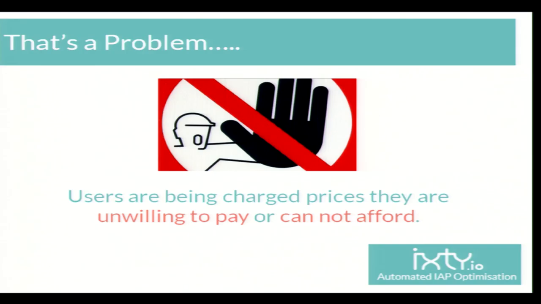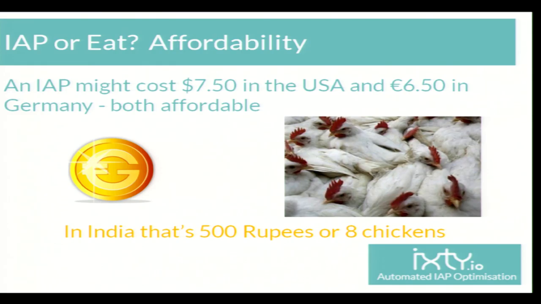This is a simple illustration. You're on the train home in New York or in Berlin. You're playing a game. You see something for sale. It's a sword to kill the dragon. You've got an hour to kill on the train. You're fed up with reading the newspaper. $7.50. Oh, yeah, I think I'll buy that sword. Why not? €6.50. That's the same thing, just translated with the currency conversion. Go on, I'll have that. In India, that's 500 rupees. Do I want to buy the sword, or do I want to buy 8 chickens and feed my family for the next week? I think that's the problem.